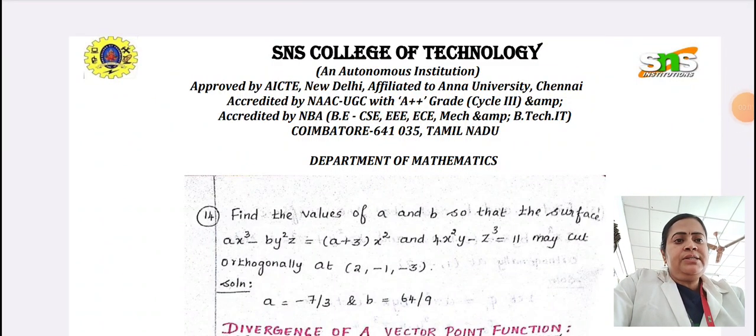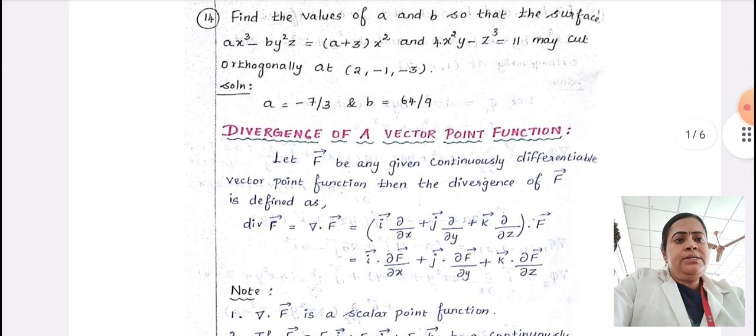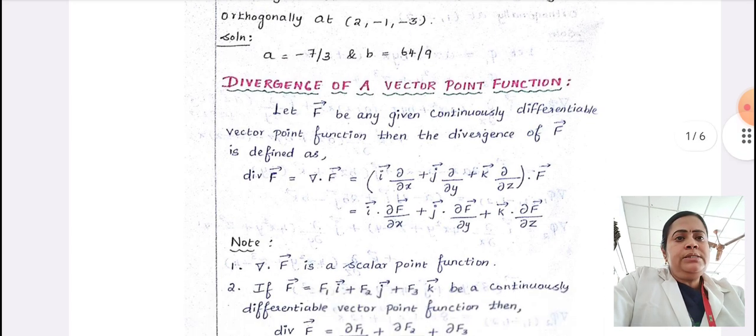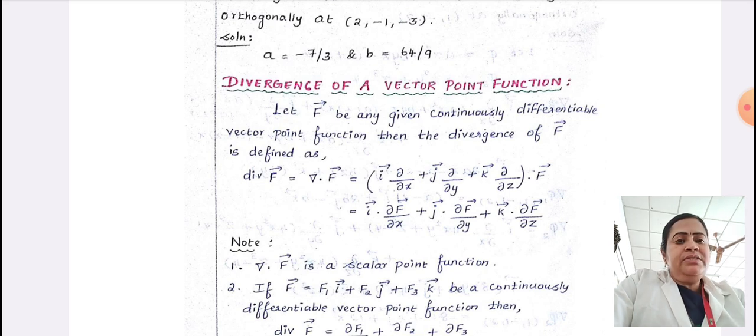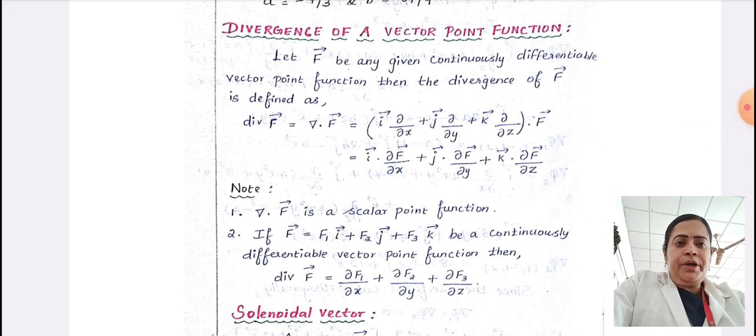In the previous lecture we have seen some basic definitions about vector calculus: vectors, scalar vectors, unit vectors, directional derivatives, etc. In this class we are going to see the divergence of a vector point function. Divergence of f vector is nothing but del dot f vector, which is equal to i vector into dou f by dou x plus j vector into dou f by dou y plus k vector into dou f by dou z. So del dot f is a scalar point function.